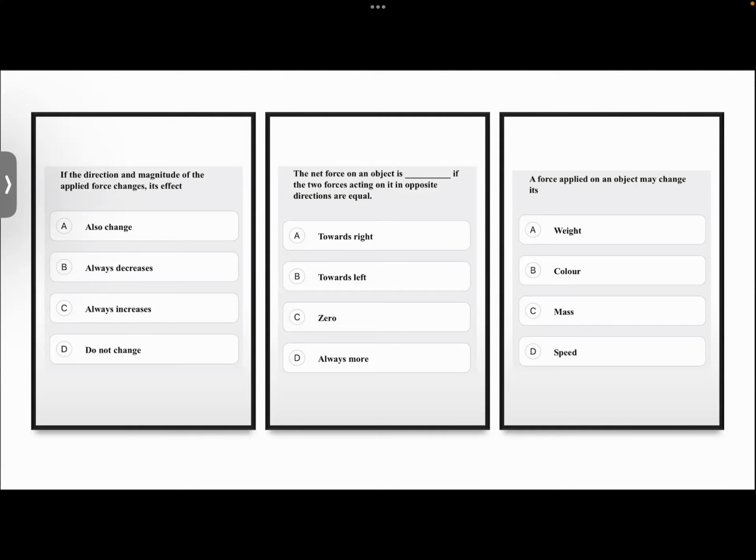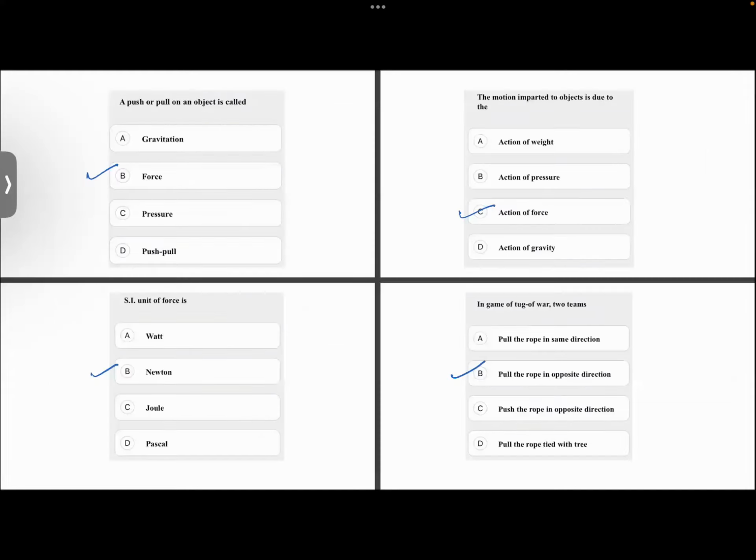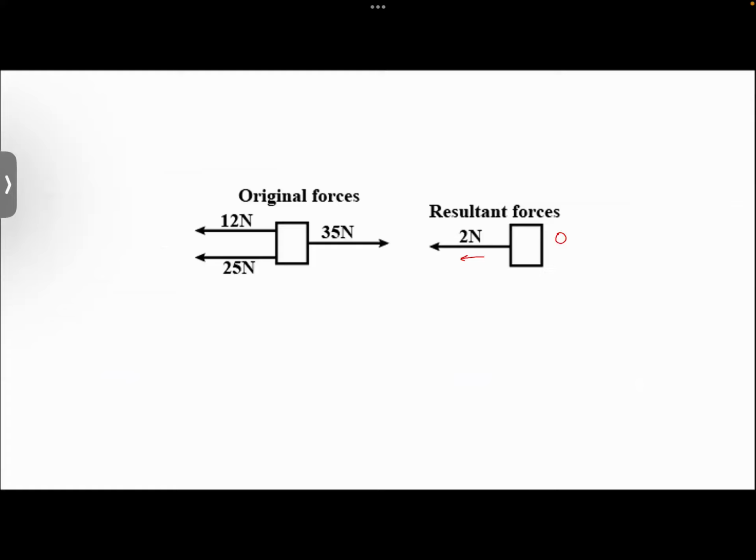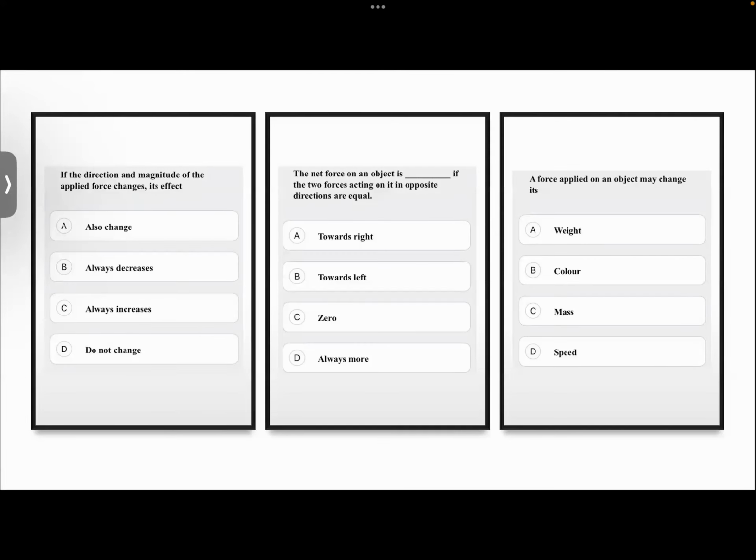By the way, also, what was the unit of the pressure? Pressure की unit क्या होती है? Pascal, Newton per meter square. Newton per meter square. Great. Okay. Look at the questions.